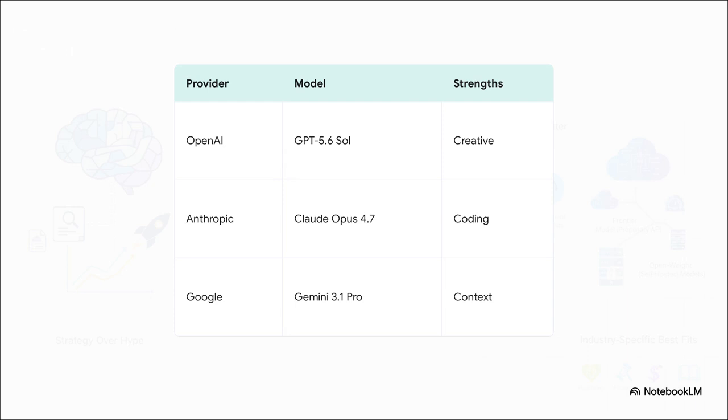Then there's Anthropic's Claude Opus 4.7. This one really shines for safety-critical tasks and has incredible coding abilities, supporting up to a 1 million token context window. And from Google, we've got Gemini 3.1 Pro. This beast boasts the largest context window at 1 to 2 million tokens and is amazing at multimodal tasks, meaning it can handle text, image, audio, and video all simultaneously.